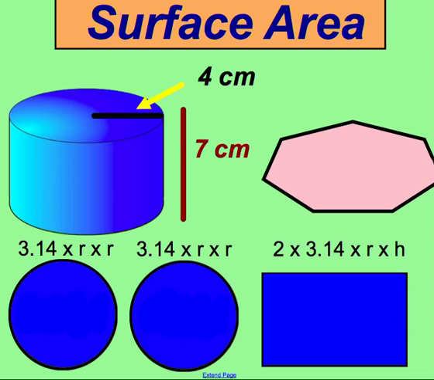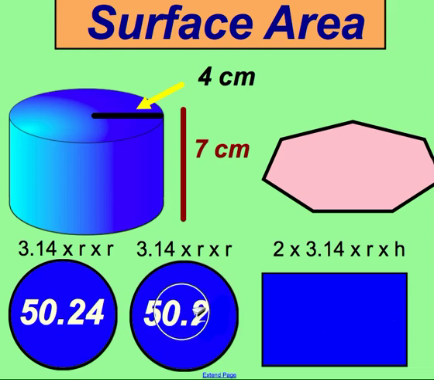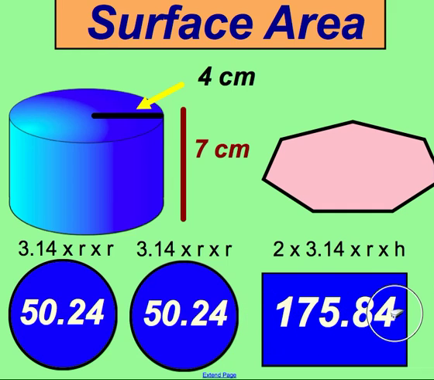The math formulas for each of these: we've calculated the area of the circle already, which came out to be 50.24, but remember, this has to be doubled because you've got the circle on the top and on the bottom. The rectangular region around this, the body part of the cylinder, is found by taking 2 times pi times the radius times the height. I'll elaborate on this a little bit further.